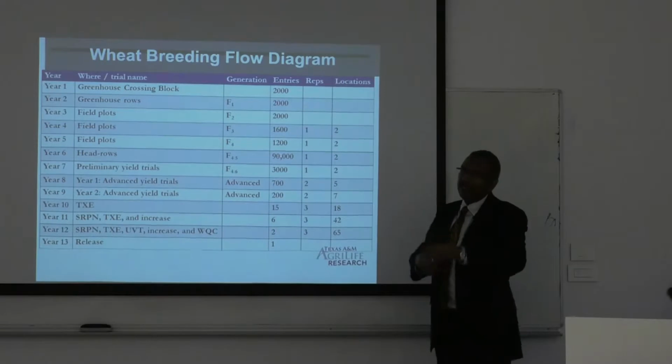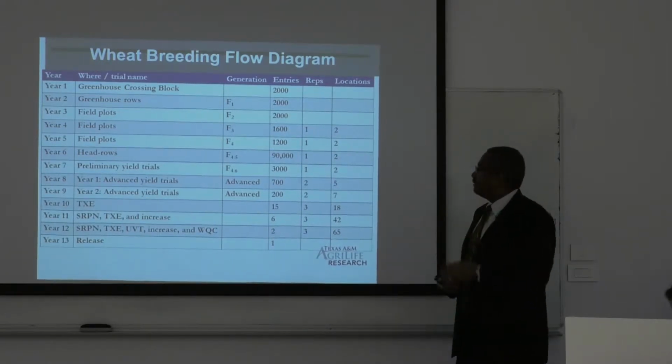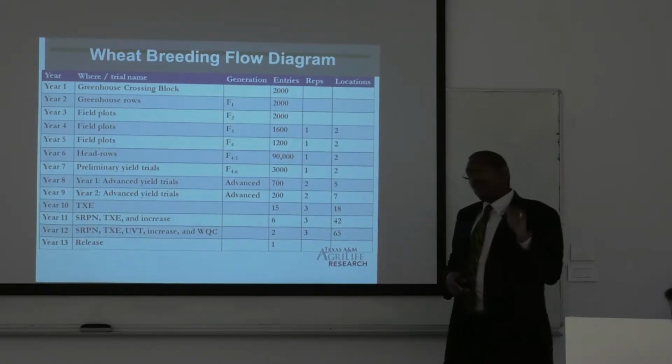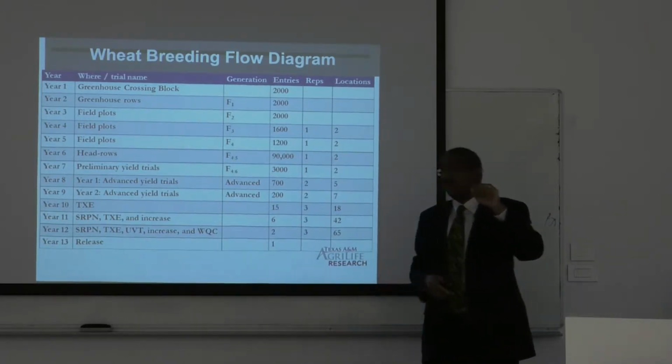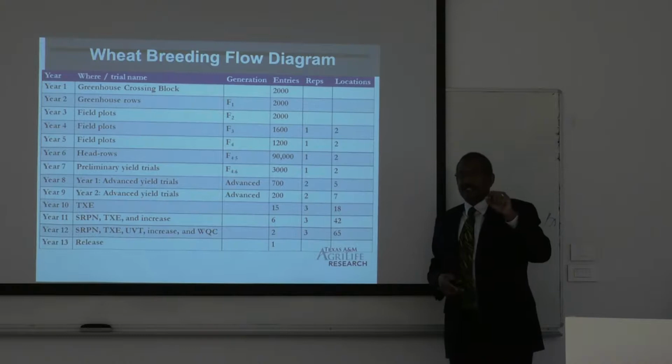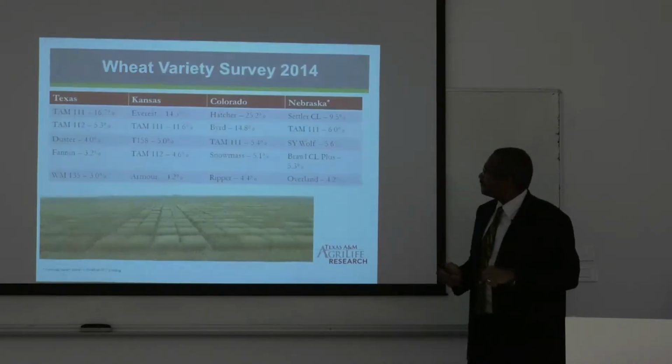This is a continuous thing. Every year we release a new cultivar to the producers, not only in Texas, but also in other areas in the Great Plains like Oklahoma, Kansas, Colorado, and Nebraska.